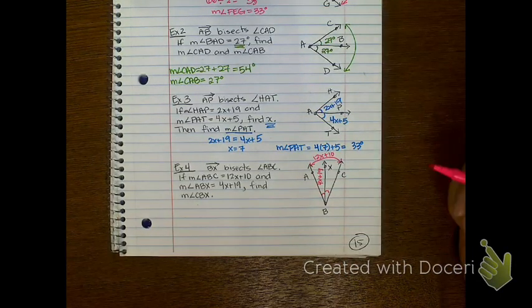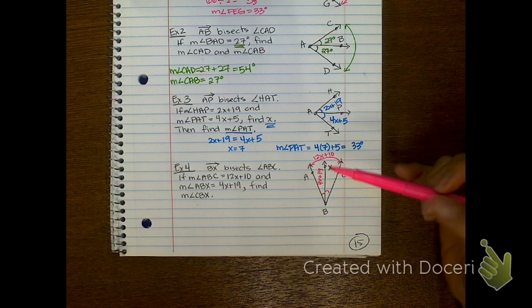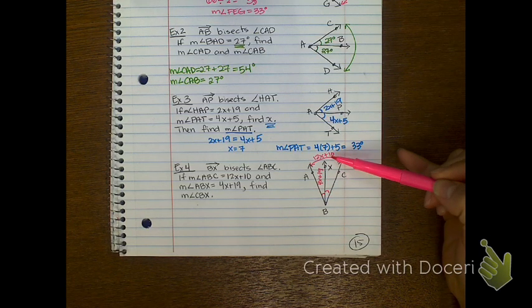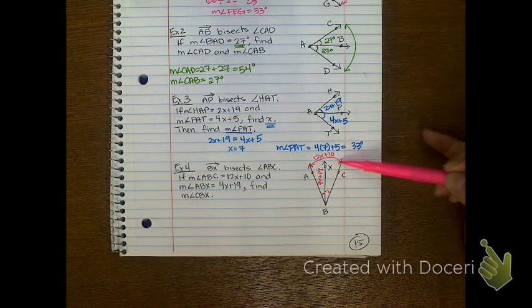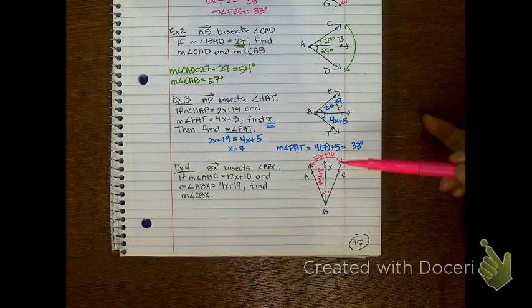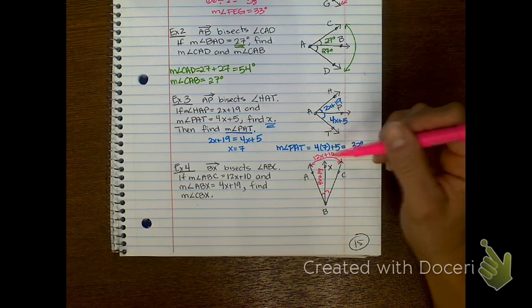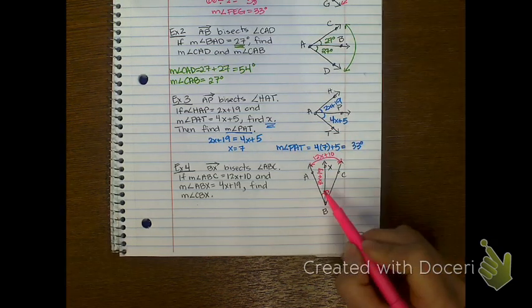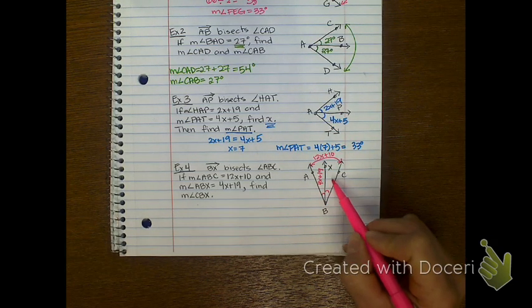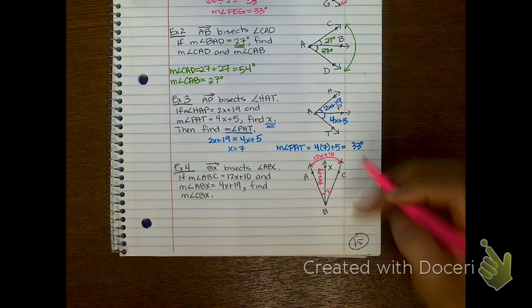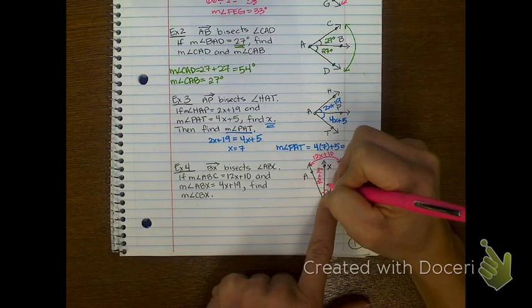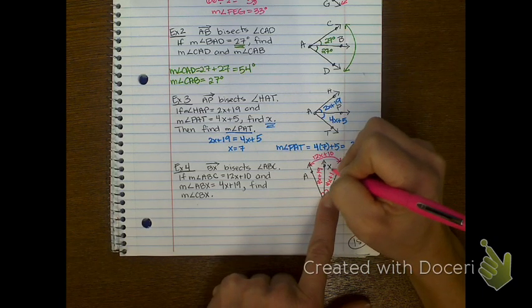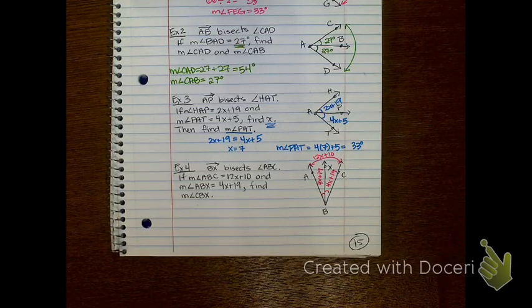Some of you tried setting up 4x plus 19 equals 12x plus 10, but is this angle here the same size as the whole angle? It's not, right? The whole angle is made up of this one here and this one right here. Because this is a bisector, I know these two are the same. So I can also call this one 4x plus 19, even though it wasn't given to me in my instructions.